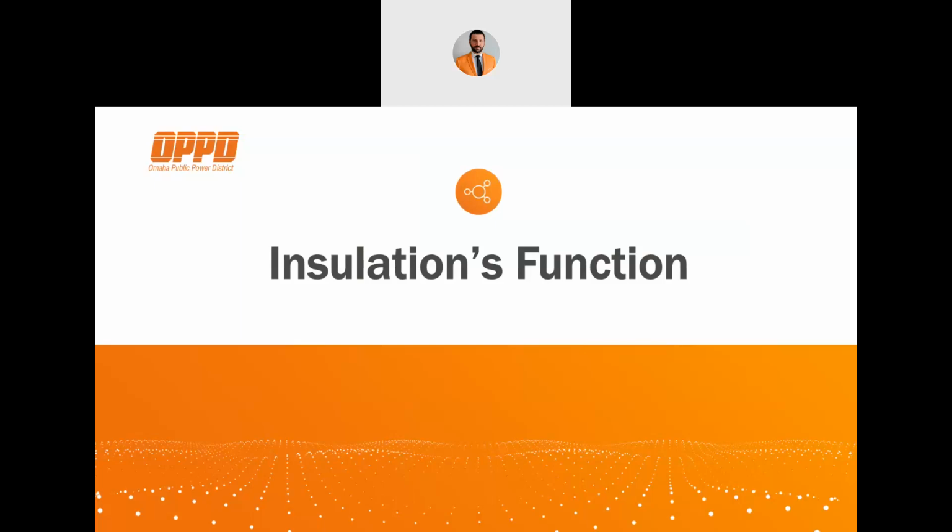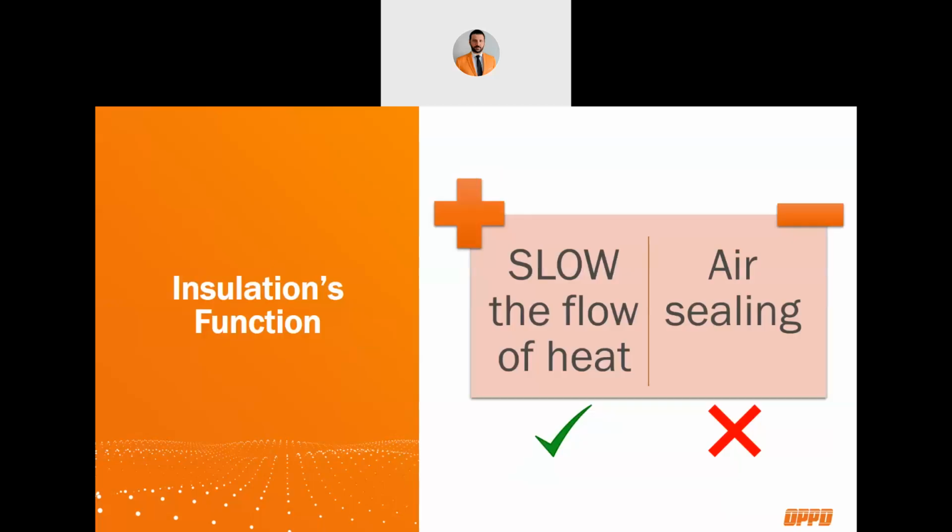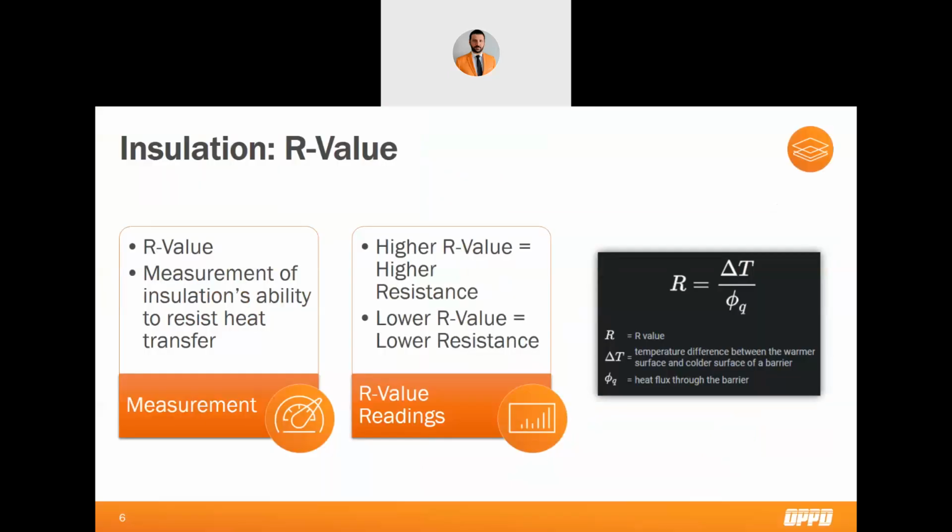Insulation's function sometimes gets lumped into the conversation about sealing a home up. However, this is not a function of insulation, except in the case of spray foam insulation, which we'll get to in due course. The main function of insulation, however, is to slow the flow of heat from one area to another. Like all energy-efficient measures, insulation has a measurement.